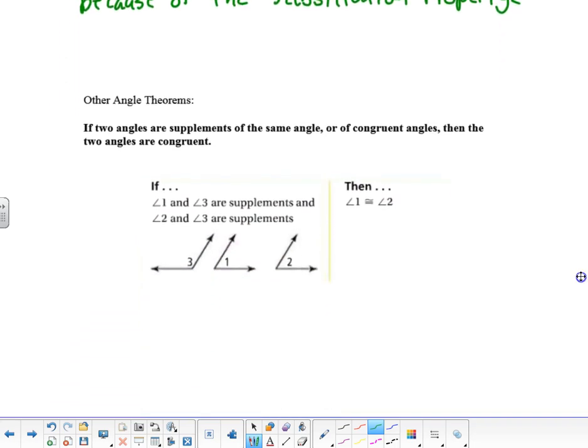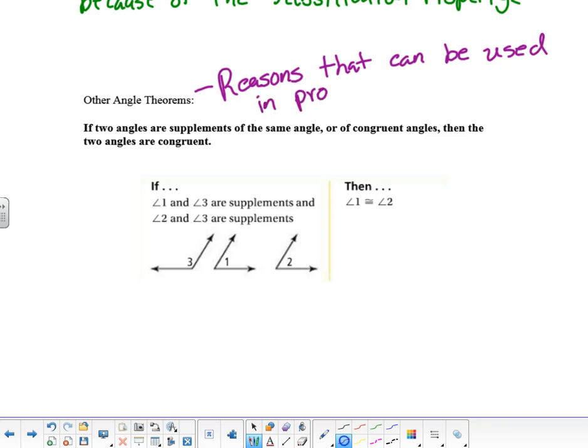All right, now the next thing I want to do is just give you some other angle theorems. And when you see these, what you should think of is these are reasons that can be used in proofs. So we're building our kind of proof toolkit. We've got our one sheet that we did earlier in the unit. That's a primary one, but we're adding some other ones onto it.